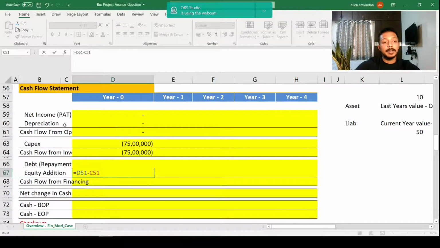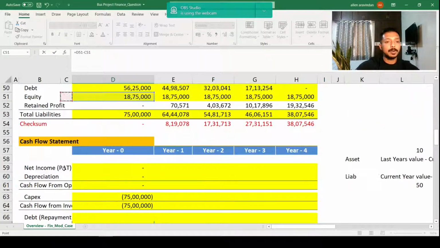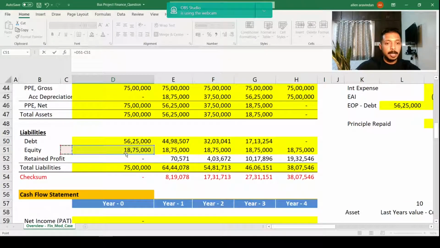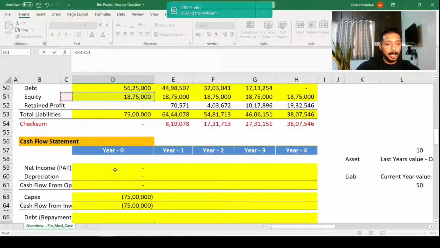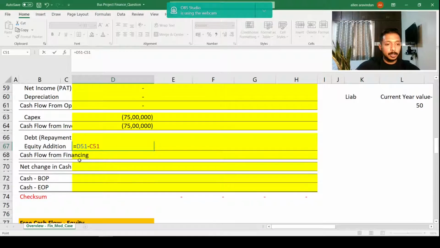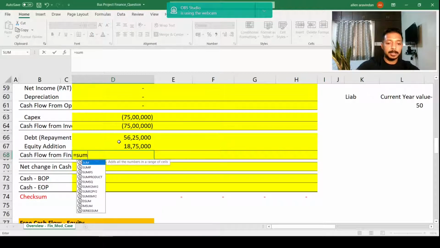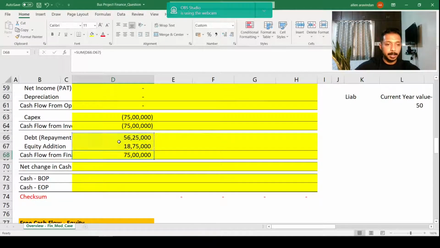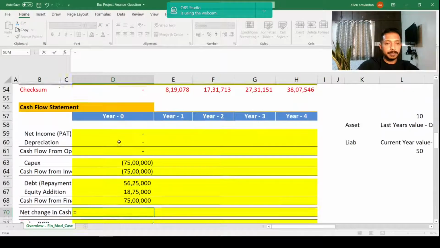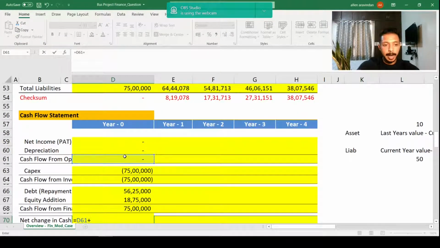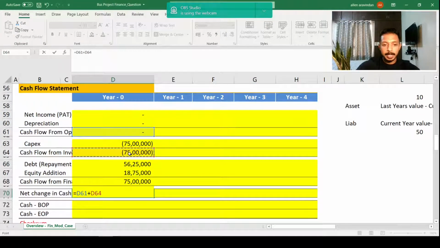Remember, whenever you're trying to find the change in equity, you don't want to calculate that for retained profit, because retained profit comes from net income in the income statement, so that is already taken care of. You want to do equity, meaning contributed capital. That's your equity addition. Now add this up and you have all three sections. Just add cash flow from operations plus cash flow from investing plus cash flow from financing, and that will give you the net change in cash.